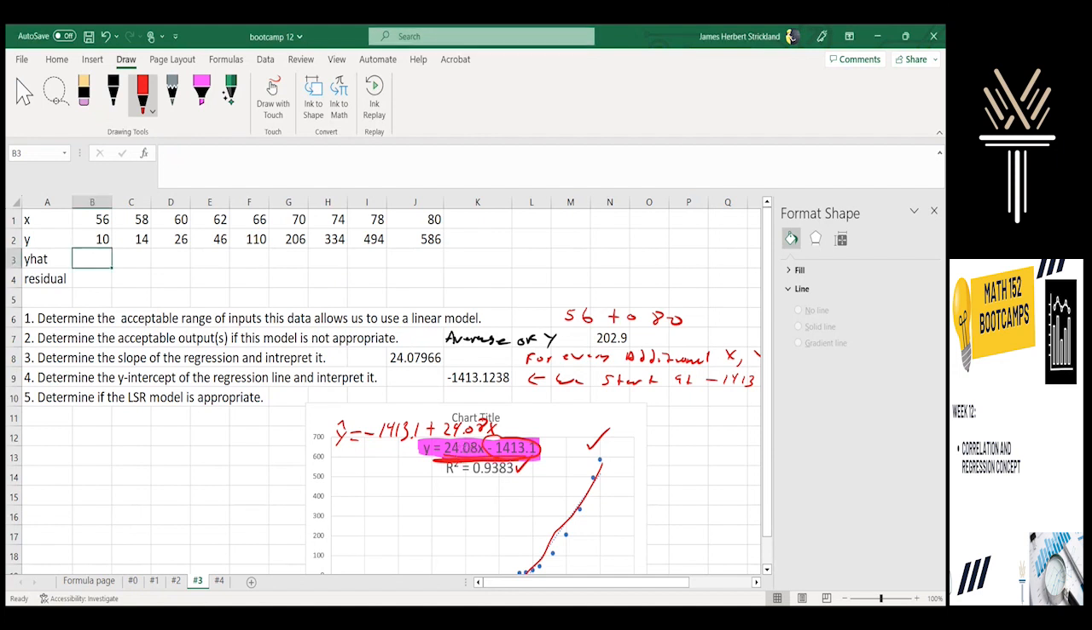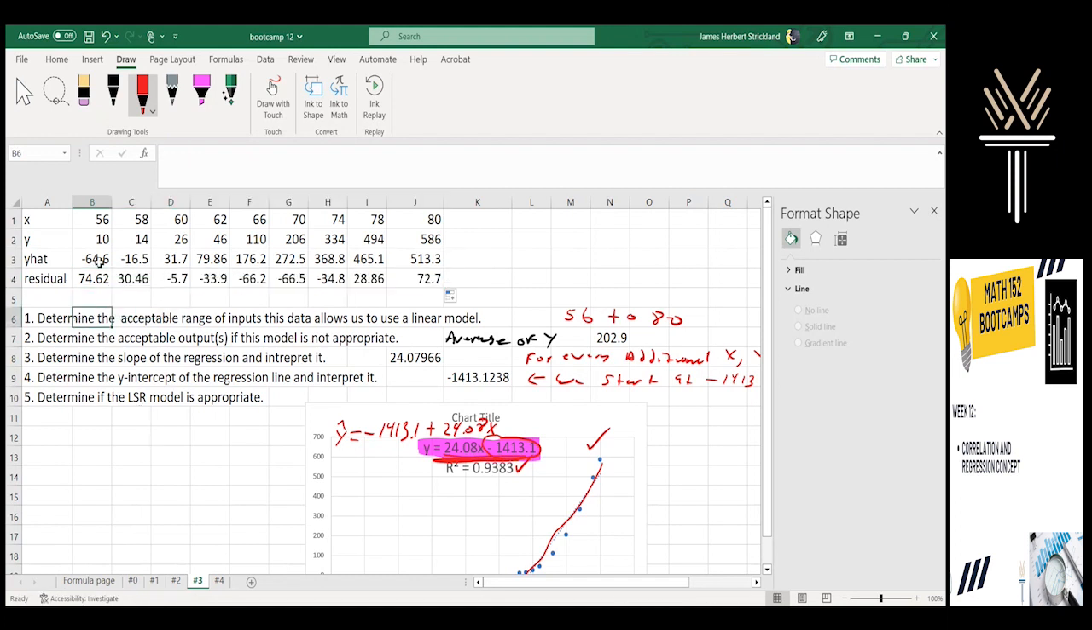Okay, but now let's get our y hat. So we have negative 1413.1 plus 24.08 times my input of x. Going to carry my calculations all the way across. And now we're ready for residuals. Y minus y hat, actual minus predicted. I get all of my residuals.